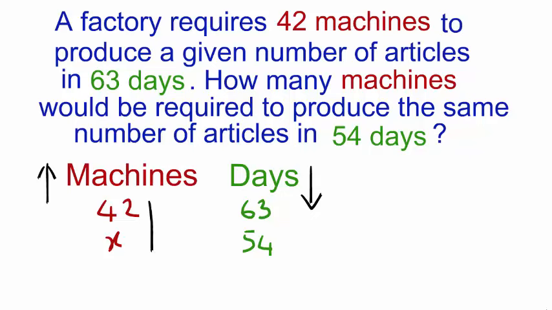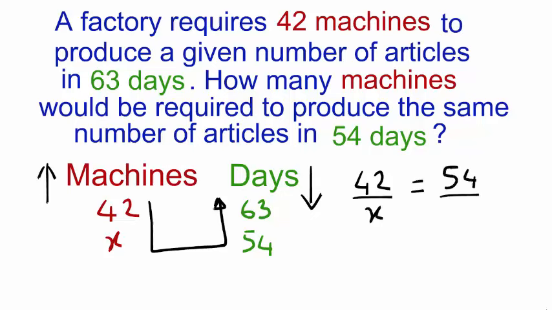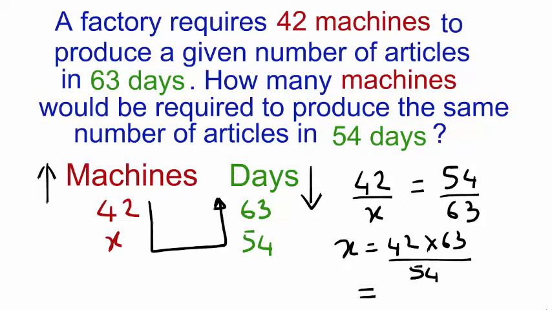So, our mind map is like a cup. We can say that 42 by x is equal to 54 by 63. Observe the pattern for inverse variation. So, x is equal to 42 into 63 by 54. That is nothing but 49 machines. Have fun discovering direct and inverse variation.